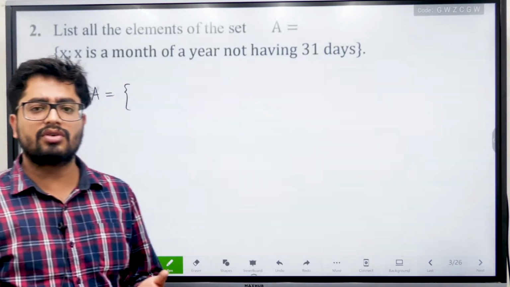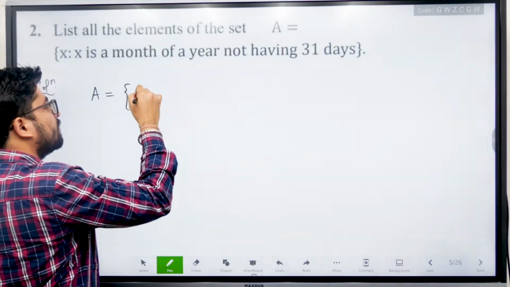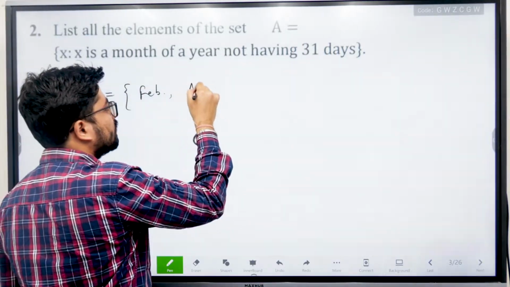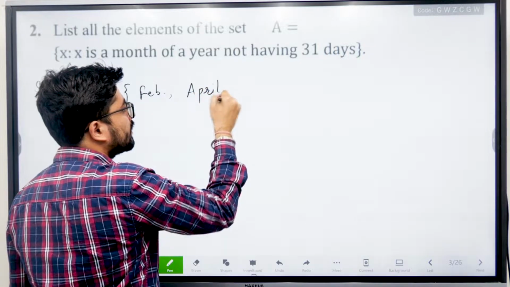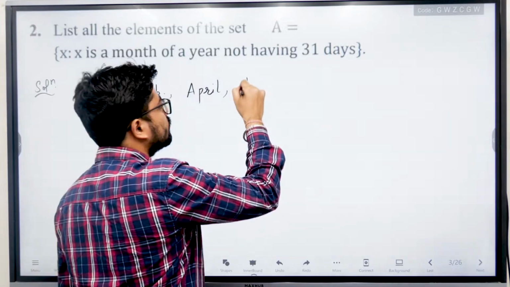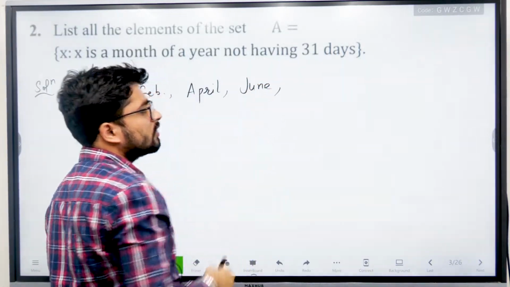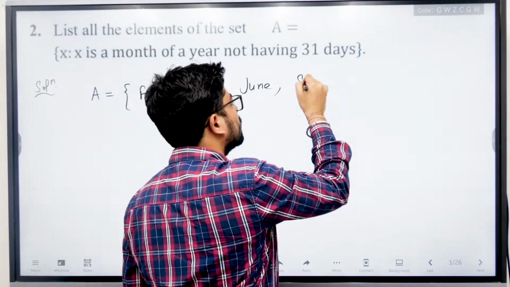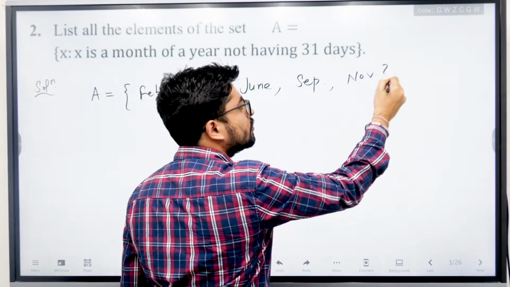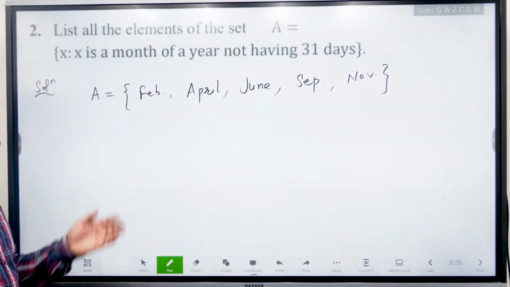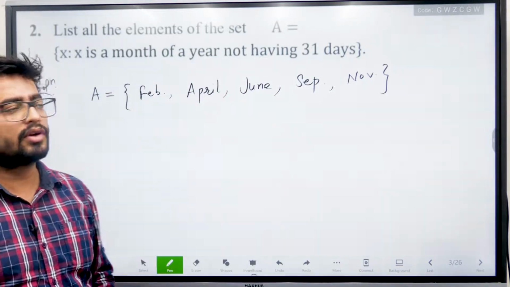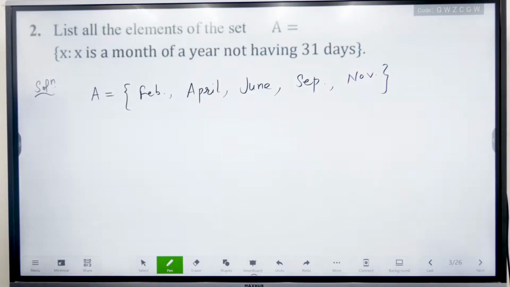In January, you have 31 days, so start with Feb. February. Now April. May, June. Now September. Now November. So these are the months in which you have fewer than 31 days. So this is your set A.